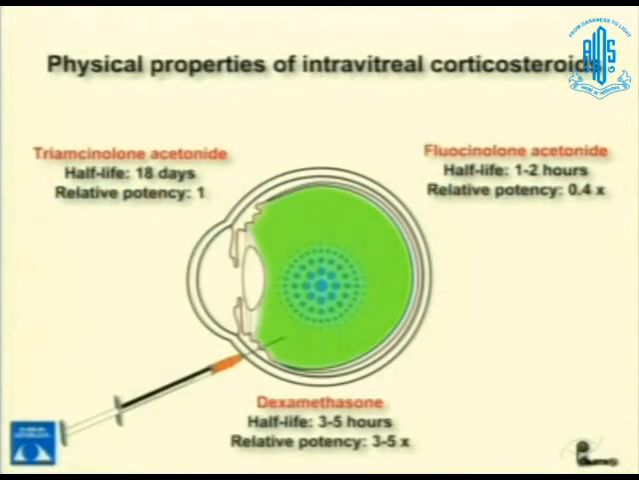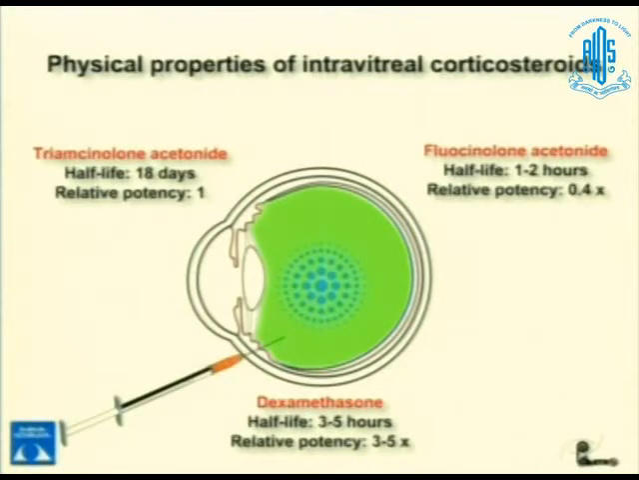Now, if you see the pharmacological properties of these corticosteroids, here you see triamcinolone acetonide. The half-life is 18 days, and it has a relative potency of 1. If you see here, dexamethasone, though the half-life is 3 to 5 hours, has 3 to 5 times more potency than triamcinolone acetonide.